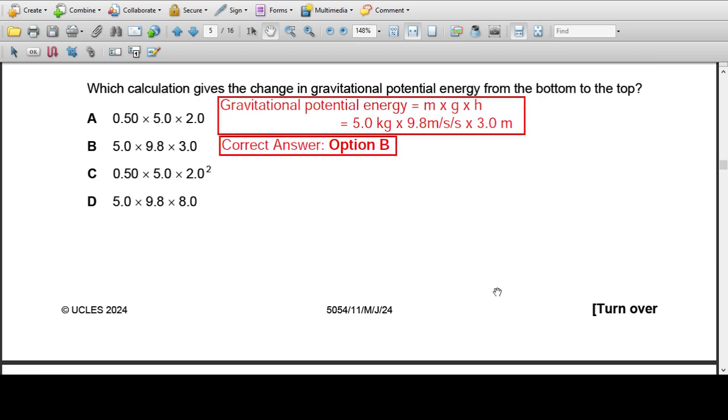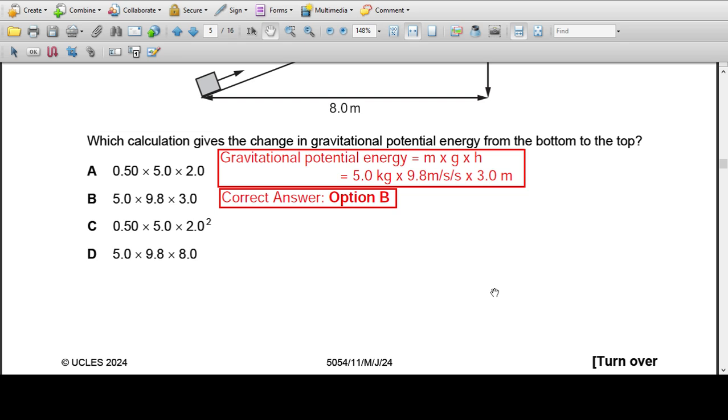This is all from part A. In the next session we will cover questions number 11 to 20.